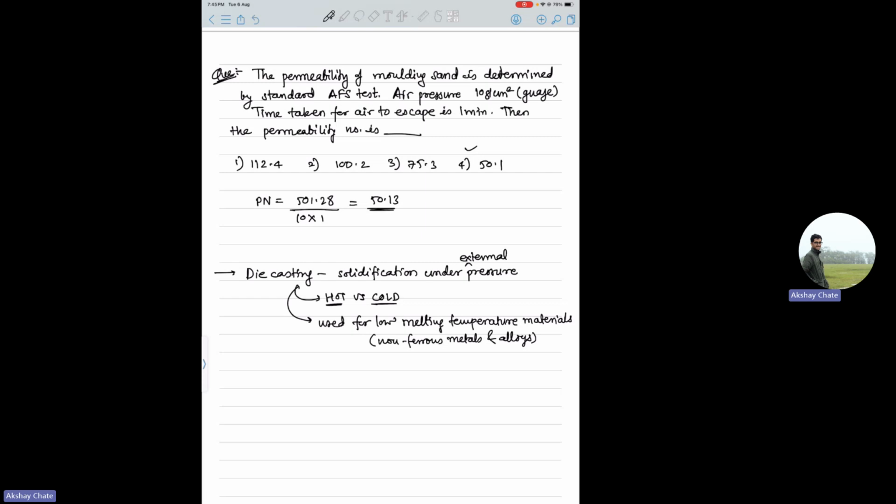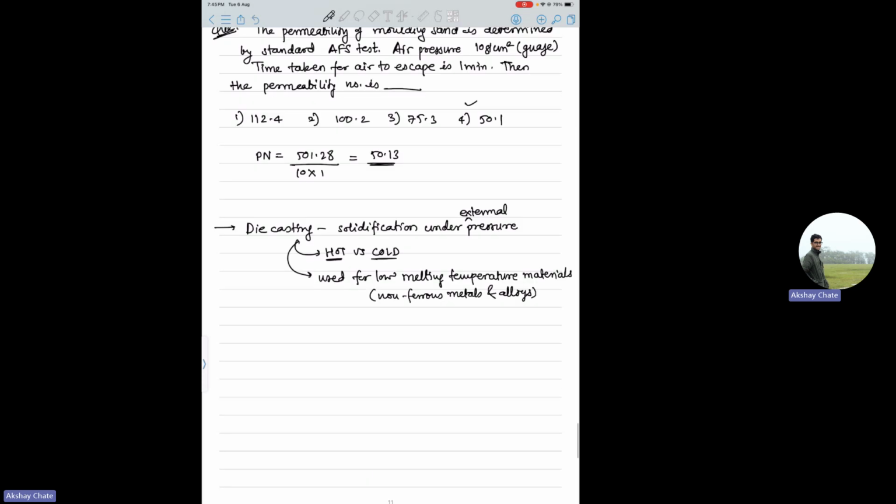You'll have different solidification rates at different radii from the center, and that gives you variable properties in your centrifugal casting products. This is also very interesting. You can study more about it, but you'll have variable properties as per distance from the center. Okay, so like that.